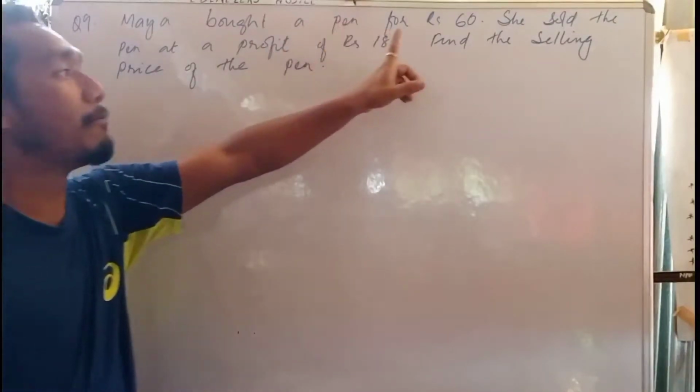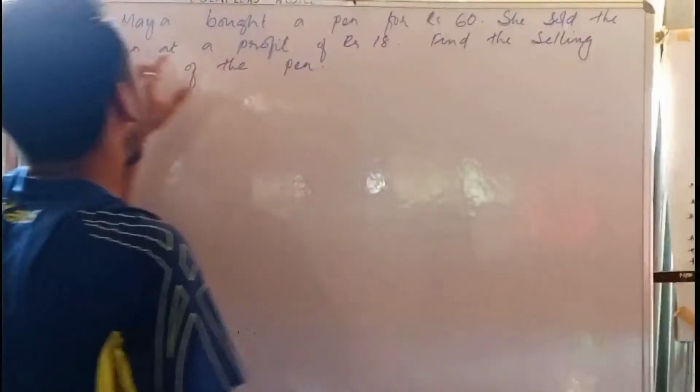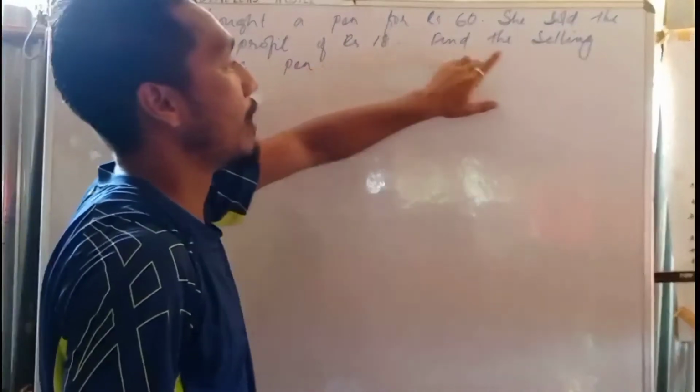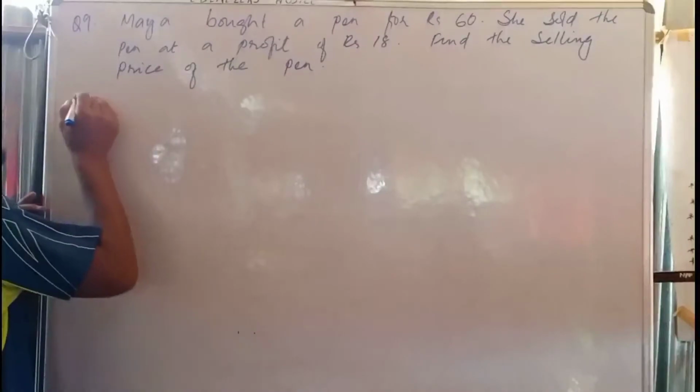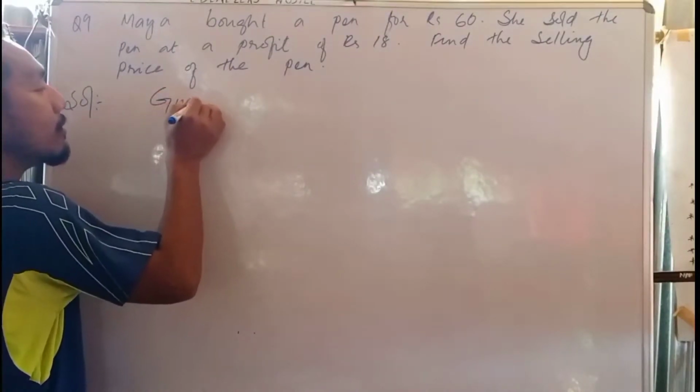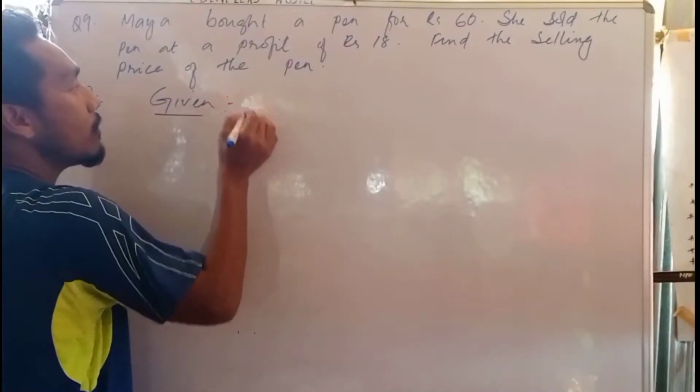So here is our next question, question number 9. Maya bought a pen for rupees 60 and sold the pen at a profit of rupees 18. Find the selling price. Okay, so we will try to solve this one. First of all, we will write down what is given.